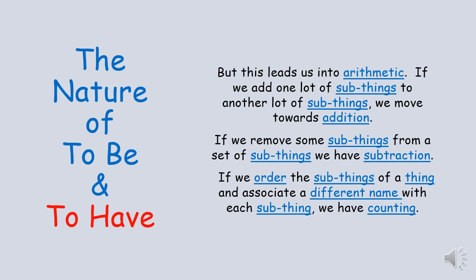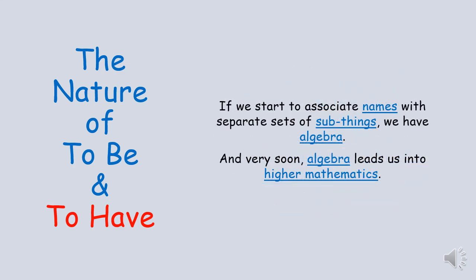If we add one lot of sub-things to another lot of sub-things, then we move towards addition. If we remove some sub-things from a set of sub-things, then we have subtraction. If we order the sub-things of a thing and associate a different name with each sub-thing, we have counting. And finally, if we start to associate names with separate sets of sub-things, then we have algebra. And very soon algebra leads us into higher mathematics.